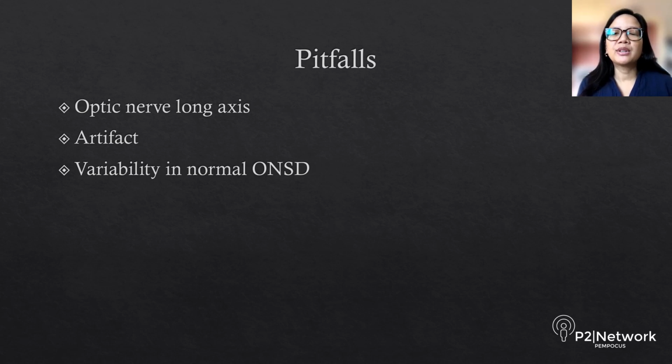Remember again that there is artifact oftentimes on these ultrasound exams around the optic nerve sheath that's created by shadowing from either the lamina cribrosa or acoustic shadowing, and this can result in a falsely elevated optic nerve sheath diameter measurement. There is variability in normal optic nerve sheath diameter based on age.